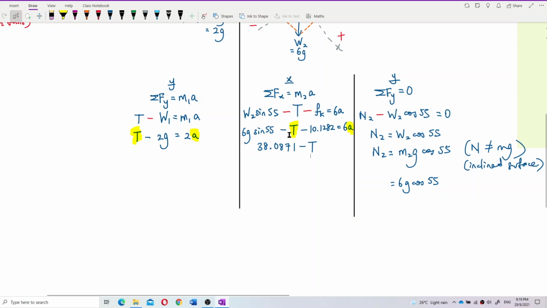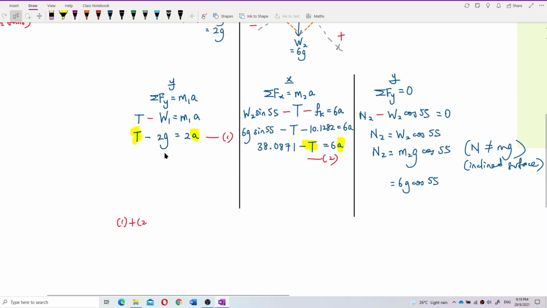Okay, and then I still have the negative tension, and then equal to 6a. So now I have two equations to find the two unknowns. This is equation 1 and this is equation 2. Here I have tension and here I have negative tension, so I just total it up.